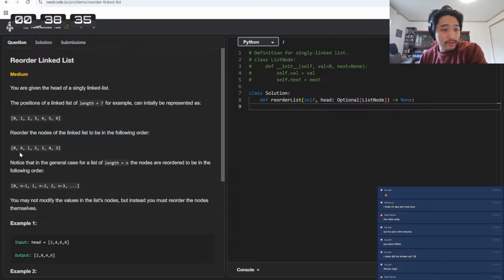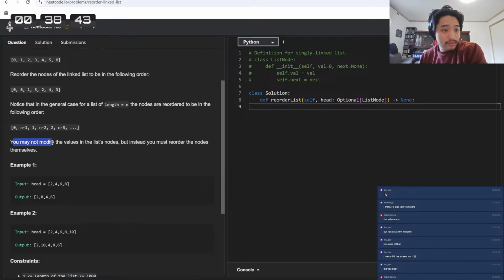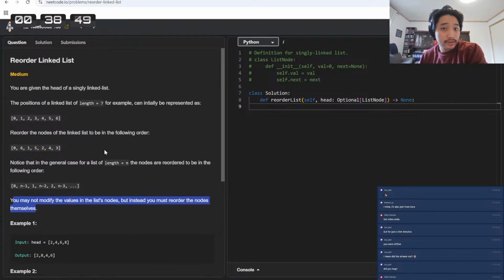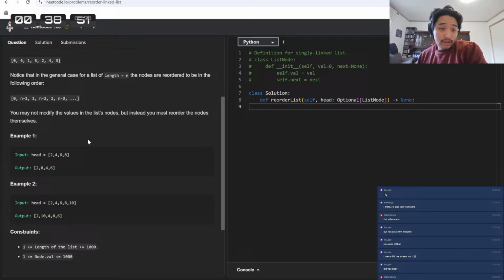In the following order. Okay, so we have to be following. Not modify the values of the list, but instead you must reorder nodes themselves. Okay, how would I do this?